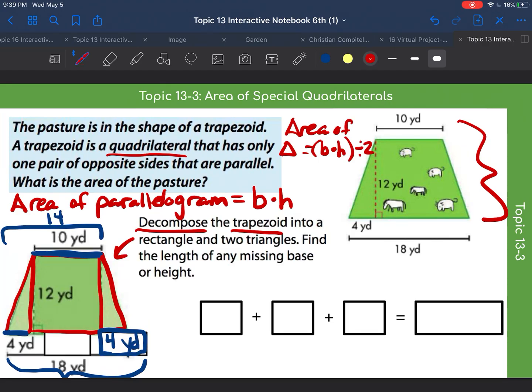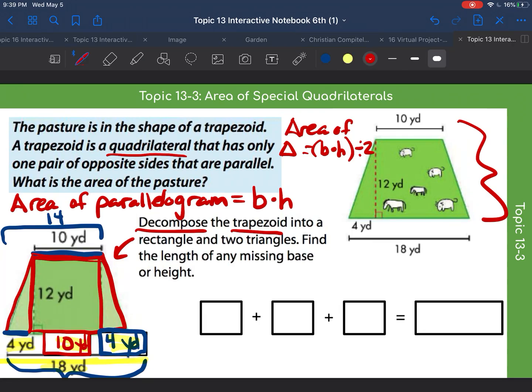And now we want to know what the bottom of the rectangle is. Well, if it's 10 up here, then it's 10 below. So that is 10 yards. And that makes sense because 4 plus 10 plus 4 gives you a total length of 18, which is right there. So now we need to find the area of all 3 of those things.